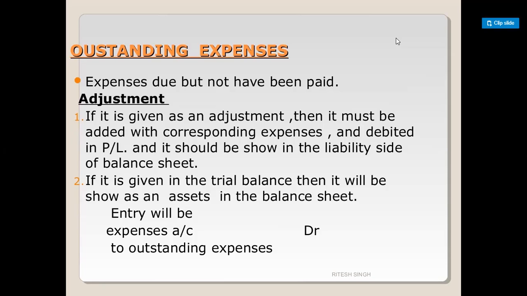So we have twofold effects. One effect is debited in the profit and loss account, added to the respective expense, and the other is shown on the liability side of the balance sheet. If the outstanding expense is given in the trial balance, then it will be shown only as a liability in the balance sheet. The entry will be expenses account debited to outstanding expense account.